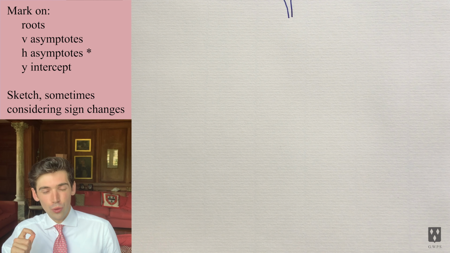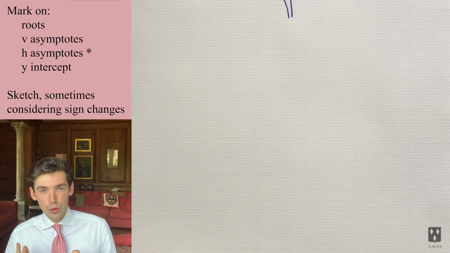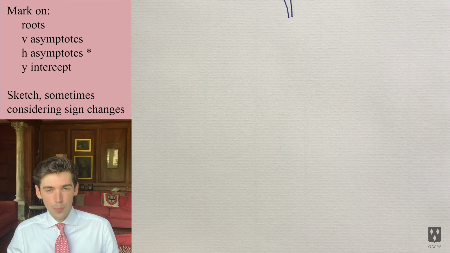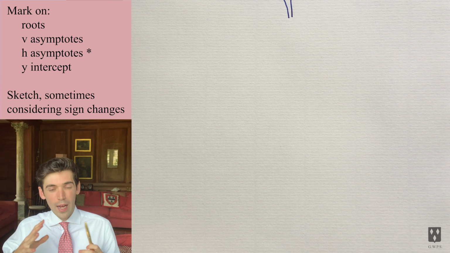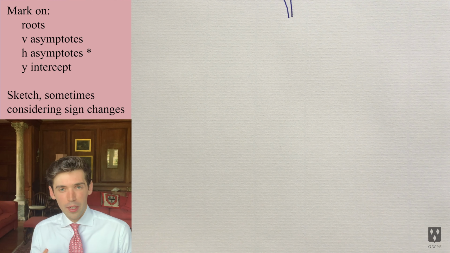And then the other thing to do is consider any y-intercepts. So as usual, just let x equal 0 and think, does it cross the y-axis somewhere? And that's just useful to mark on. And when you've marked on all those things, then you can consider how to draw the graph. And usually the graph will be drawable from all the information you've got.